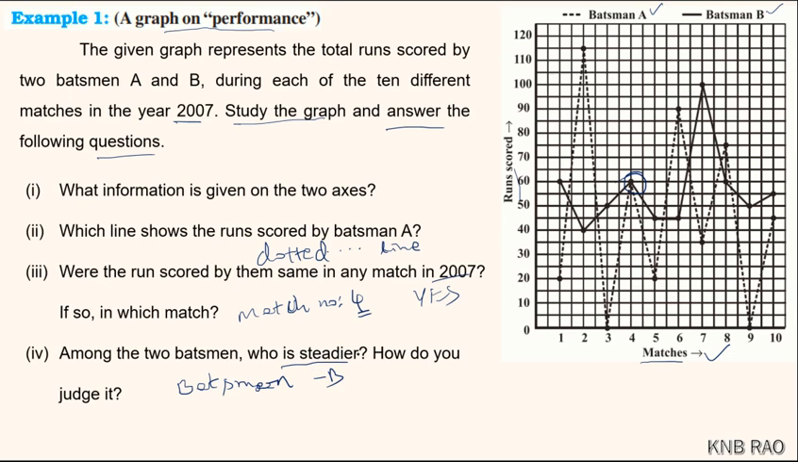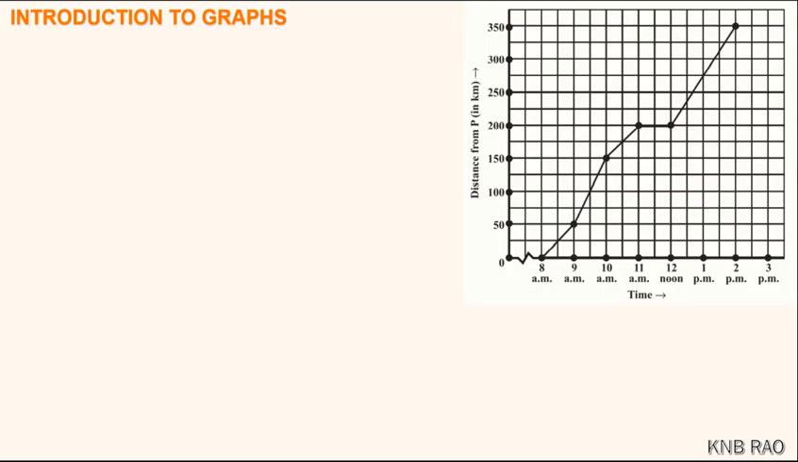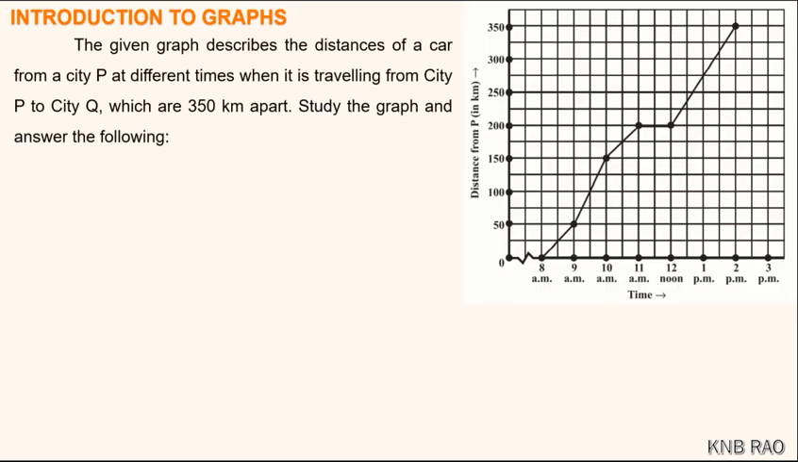So I could analyze so much by this graph now. This is how, when the performance is represented in a linear graph, we can recognize who is steadier, who is a promising player. We can definitely make out some interpretations. So children, moving further, I am taking another important question.